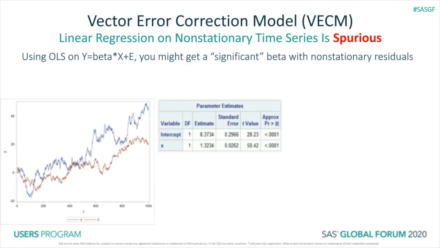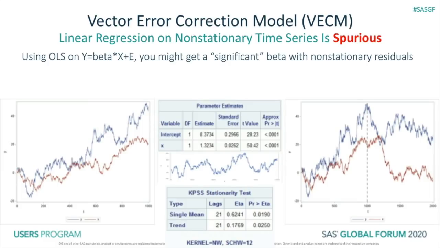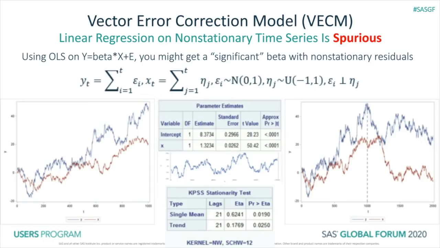If you do the regression, everything seems good, but when you plot the residuals, it's not that good. If you test it, it's non-stationary. Then it means we might have something totally wrong. In fact, if we plot the next 1,000 observations, we can see these two time series don't share any trend. The DGP shows one is a random walk of normal distribution, the other is a random walk of uniform. They are uncorrelated at all.